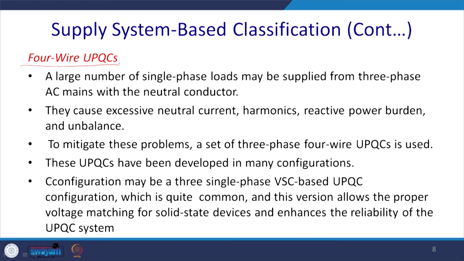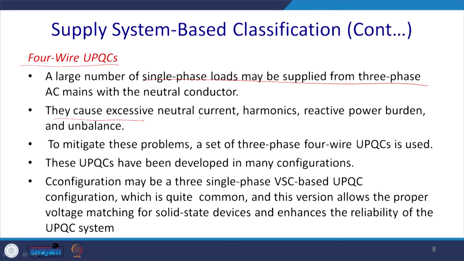So, what happens, a large number of single phase loads may be supplied by the 3 phase main with the neutral conductor, and all may be polluting, maybe you have an inductive load, maybe you have adjustable speed drives, so many adjustable speed drives, and also you have a problem of unbalanced current, that is the neutral current. That is the cause of excessive neutral current, that is what I am saying.